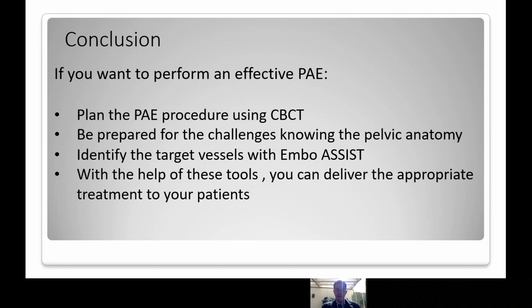So in conclusion, my take-home message is that if you want to perform an effective prostatic artery embolization procedure, you should plan the PAE procedure using Carnevale CT. You should be prepared for the challenges knowing the pelvic anatomy, specifically the prostatic artery anatomy, and also identify the target vessels using the Embo ASSIST software. With the help of these tools, you can deliver the appropriate treatment for your patients suffering from lower urinary tract symptoms due to benign prostatic hyperplasia.